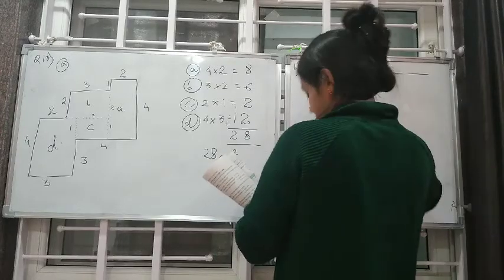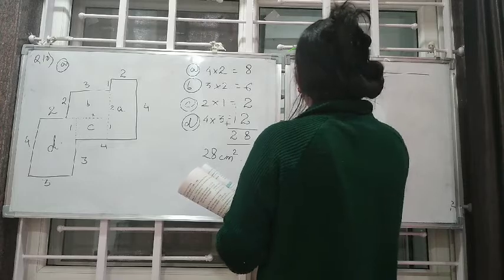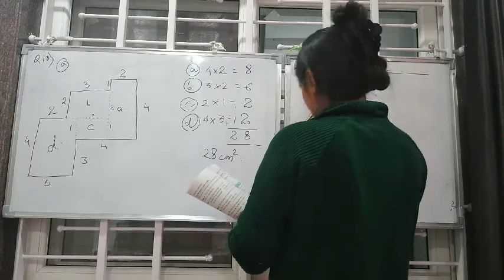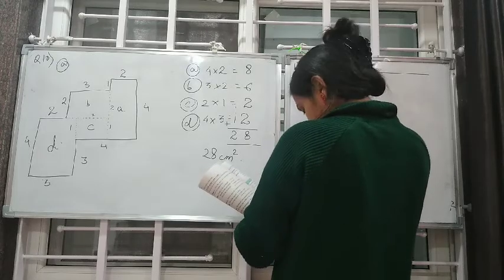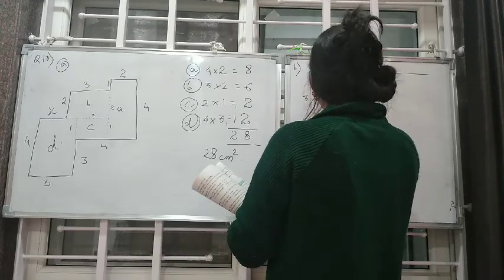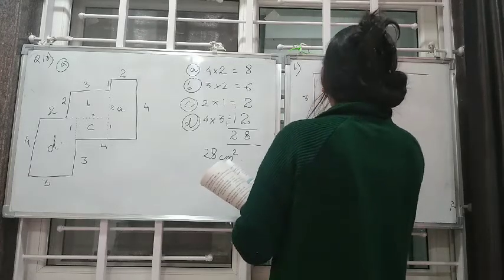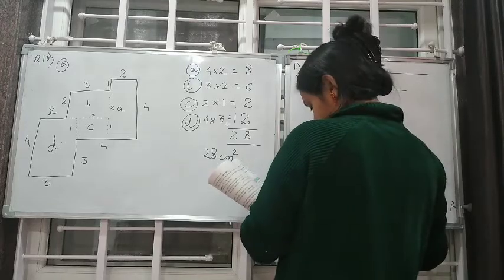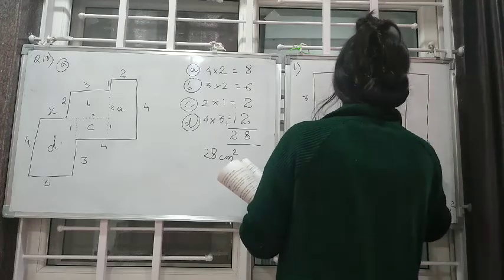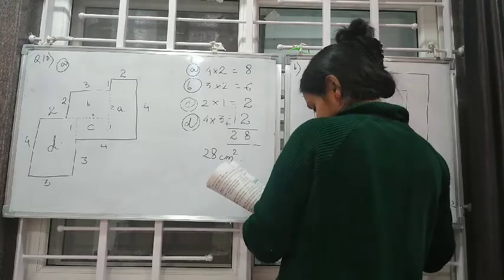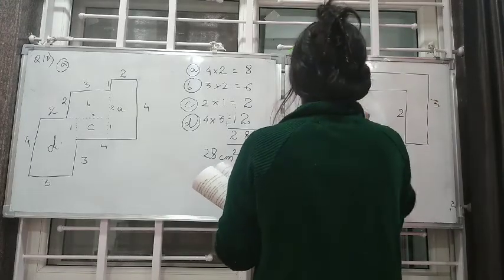Let me make the figure. This is 5. This is 3. This is 1. This is nothing written. So this is 3, so this is also 3. This is 2 written, so this is also 2.